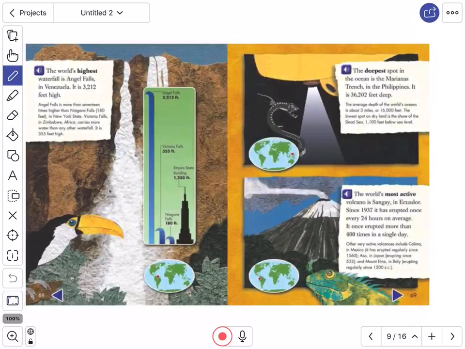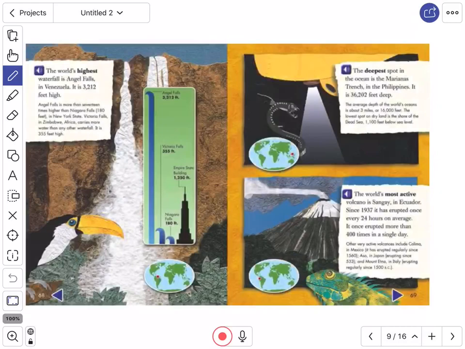It is 3,212 feet high. Angel Falls is more than 17 times higher than Niagara Falls, 180 feet, in New York State. Victoria Falls in Zimbabwe, Africa, carries more water than any other waterfall. It is 355 feet high.